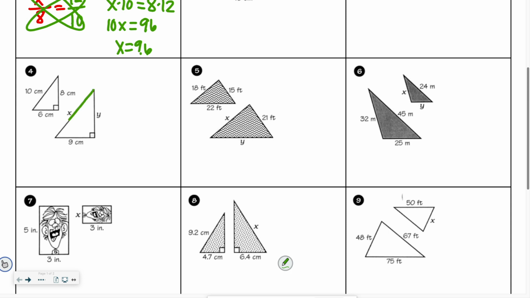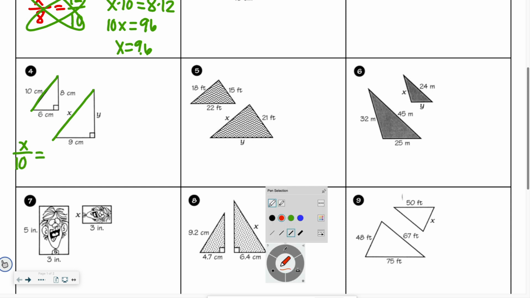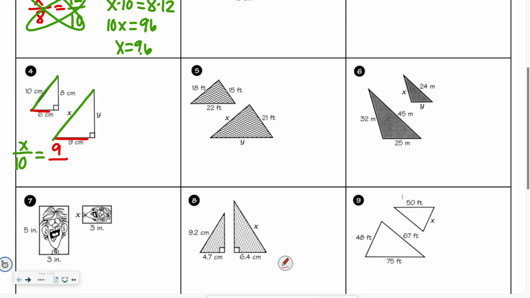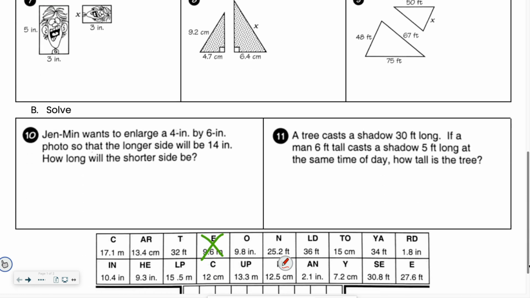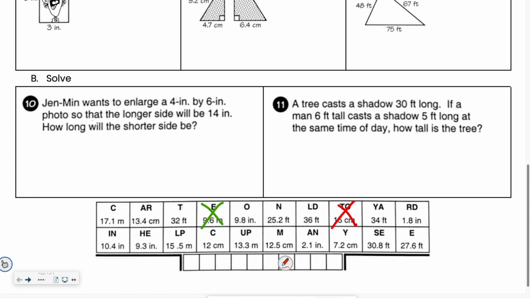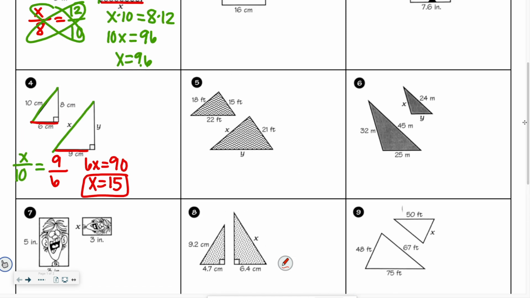Okay, so here we go. Let's find x first. So here's x. That matches 10. So we're going to have x over 10 is equal to... Now, we have to pick 9 because we don't know what y is yet. So we're going to have 9 over 6. Now we'll cross multiply. X times 6 is 6x. 10 times 9 is 90. 90 divided by 6 is 15. Okay, let's find that on the bottom. Cross off 15. 2. Cross that one off. All right, come back to it.